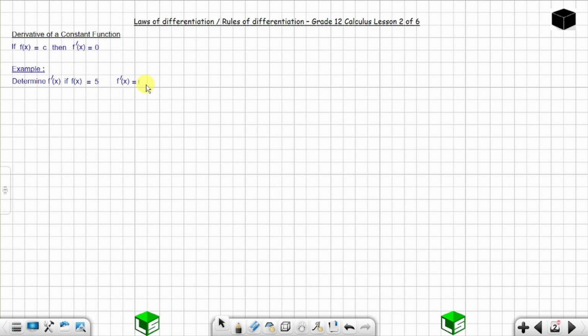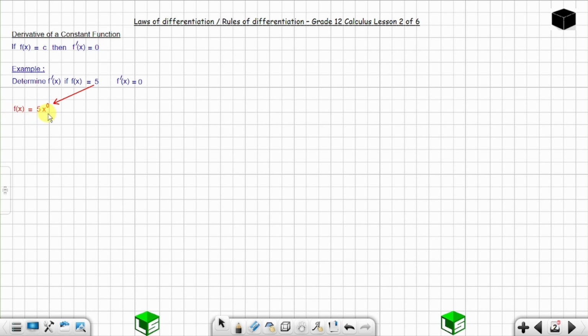Okay? You can ask yourself, how is this possible? Let's think of 5 as having a variable. You know that f of x can be written like this: f of x is equal to 5x to the power of 0. You know anything to the power of 0 is 1, so you have 1 times 5, which is 5. So we wrote 5 with a variable. The variable is x to the power of 0.